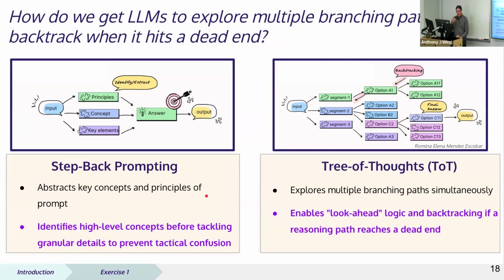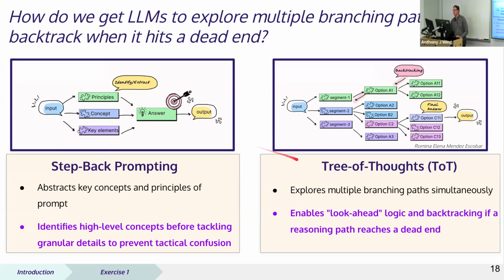So then if we wanted to ask the question, how do we get LLMs to explore multiple branching paths and backtrack when it hits a dead end, right? We really want to explore or cover a lot of ground, think a lot about the different strategies that are out there that may apply to our question. We can use something known as step back prompting, which is telling the tool that it should take a step back, identify the high level concepts before tackling granular details. And what that does is it helps to prevent tactical confusion when it is making a plan or doing that reasoning.